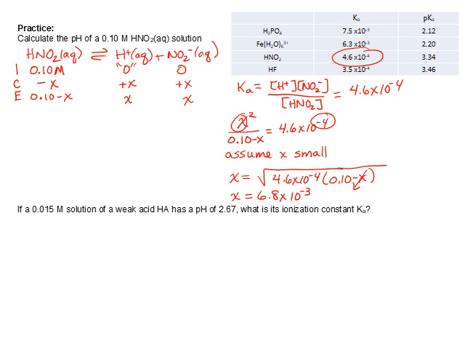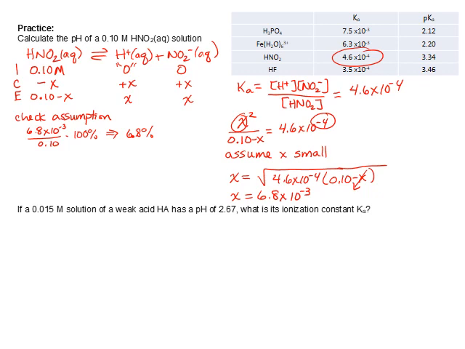Let's check our assumption. We said that X should be small relative to 0.1. So we'll put our value of x over 0.1 and express that as a percentage. We get 6.8%. Unfortunately, this is just bigger than our 5% rule, so to get a better value of x, we should iterate this.